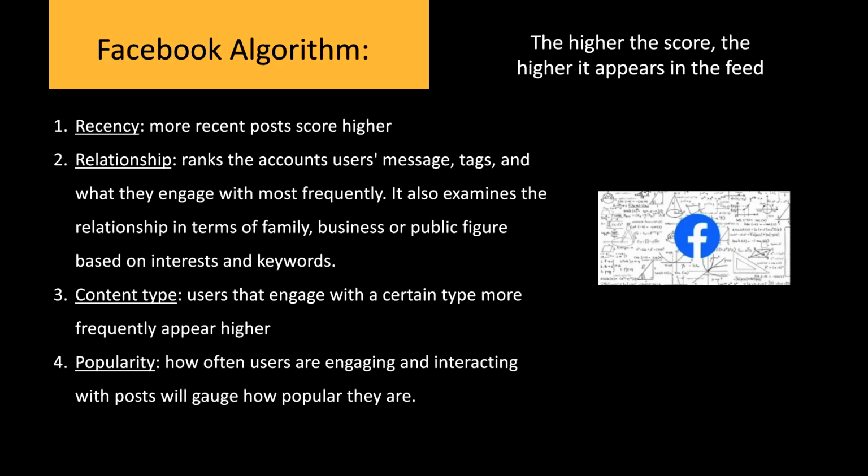The third one is content type. So users that engage with a certain type. This could be video, like you guys said, photos. Basically, the more they engage with a certain type of either media or text, it's going to appear higher for them. Another one is popularity. This is going to show how often the users are engaging and interacting with the posts. So the more engagement you get at a certain post, you might find that it's exponentially growing. That's because Facebook is putting in the algorithm more often because it's more popular for users.